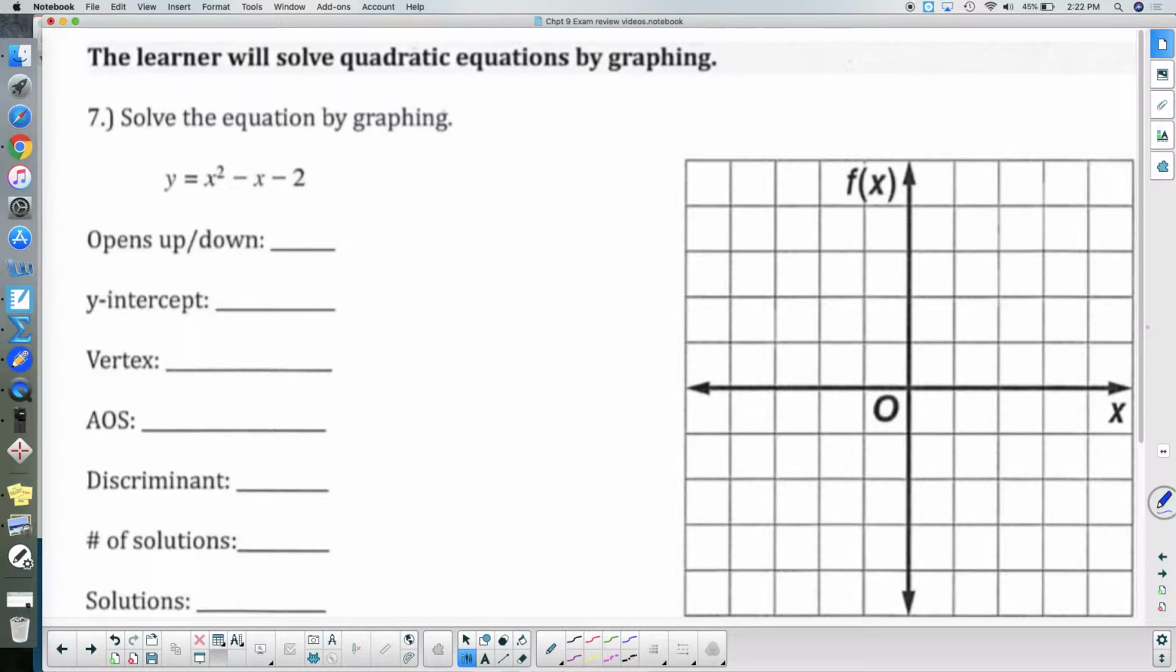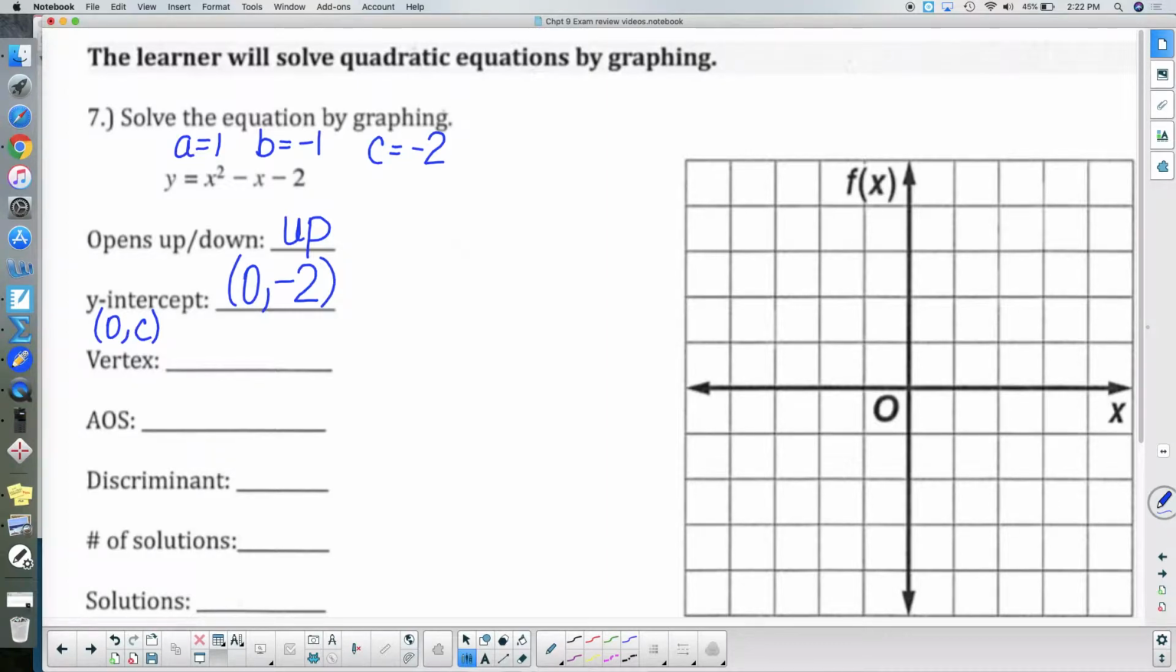And finally, when we get to number 7, we should be able to describe this graph and use all those features that we did, pausing this where you can. So you should be able to tell if it opens up or down by your A value. So we should probably go back and check. Our A value here is 1. Our B value here is -1. Our C value is -2. So we can tell from our A value being positive that this should open up. We should be able to tell from (0, C) what our y-intercept is. So our y-intercept is at (0, -2).